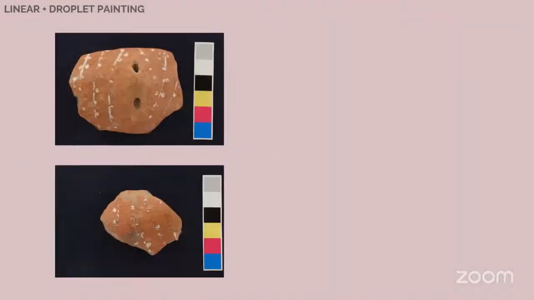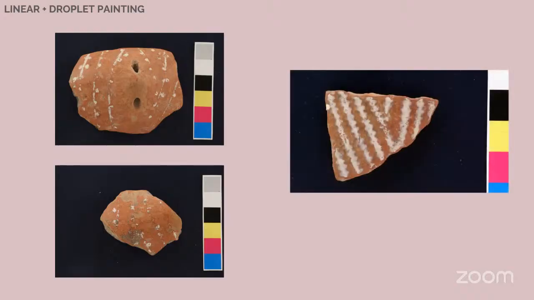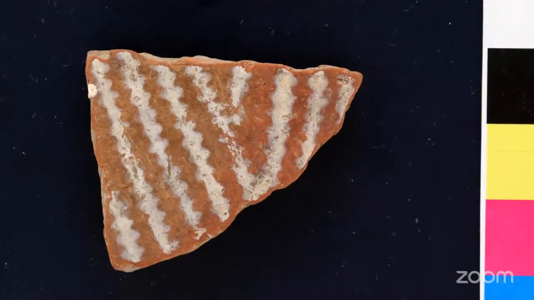On some samples, drop painting was combined with linear painting to get these so-called olive branch motifs. And on this sample, we have something different. As you can see here, first they painted these white dots, and after that, a potter connected them with a line that moved across them.